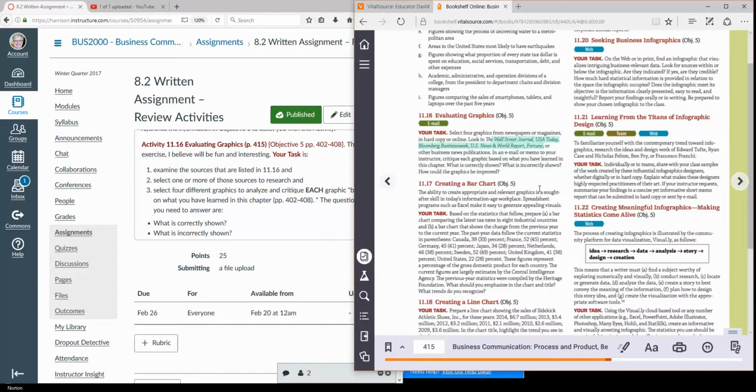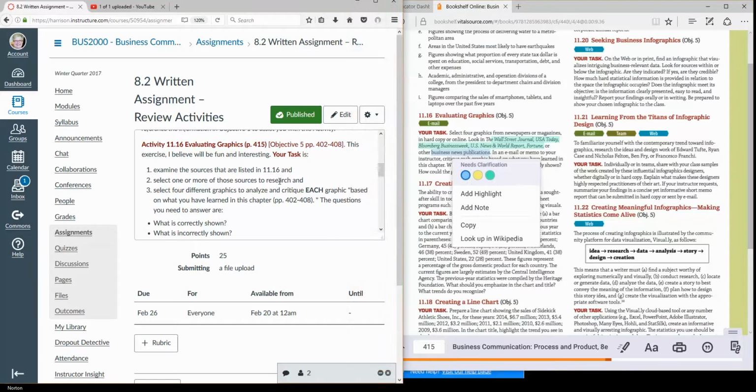Okay. Evaluating graphics. Examine the sources listed in 11.16. Wall Street Journal, USA Today, Bloomberg Business Week, New York, U.S. News and World Report, and Fortune, or another business publication. Okay, it's got to be a business publication. Select 4 different graphics to analyze and critique each graphic based on what you have learned in this chapter. This is over objective 5.